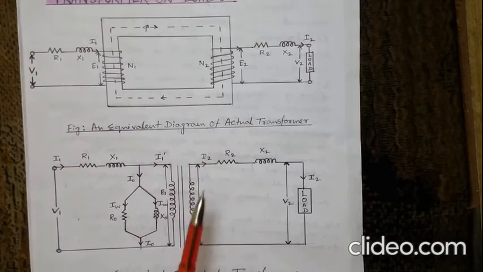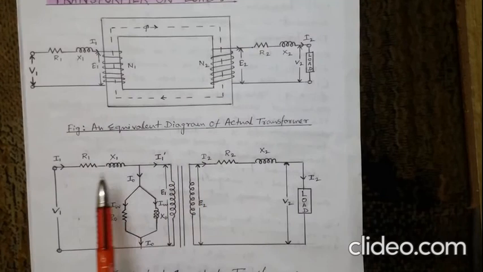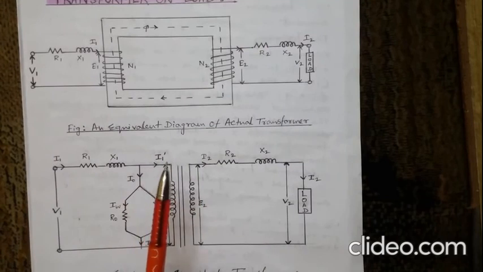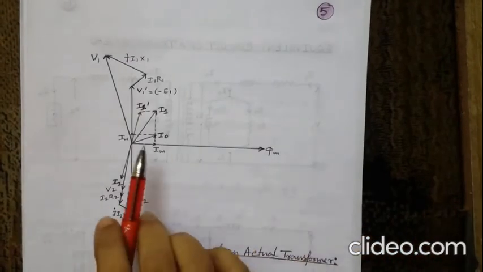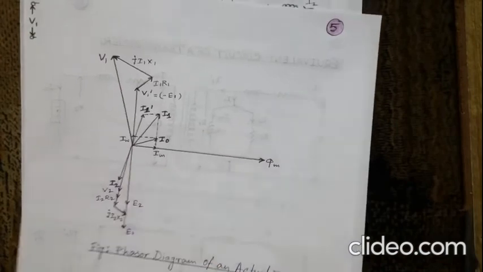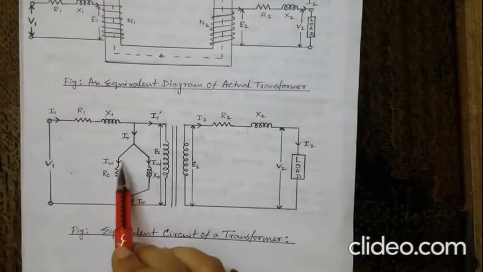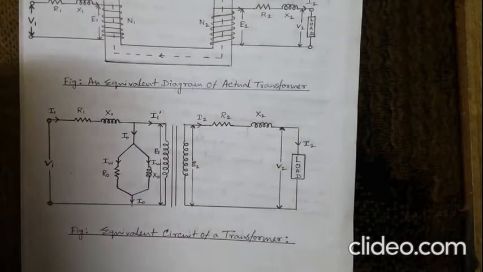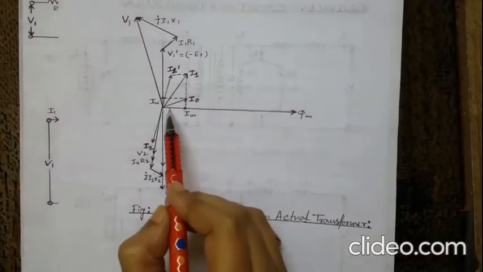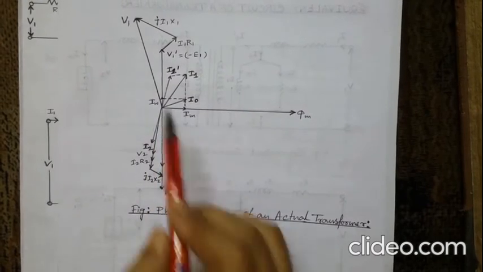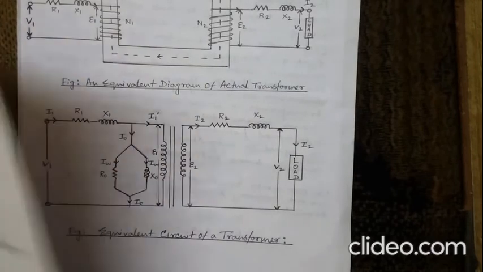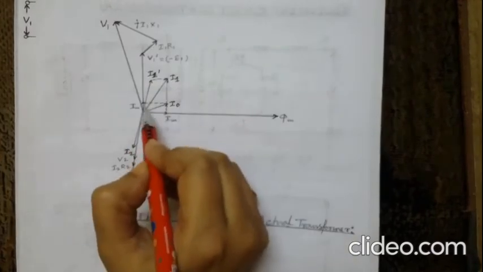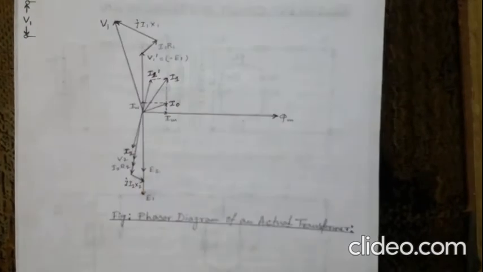So when a transformer is loaded, the additional primary ampere turns is equal to the secondary ampere turns but opposite in direction. This is a phasor diagram of an actual transformer. Phi is the reference phasor. Now come to this figure. I0 has two components, IW and IM. Now I1 has two components, I0 and I1 dash.